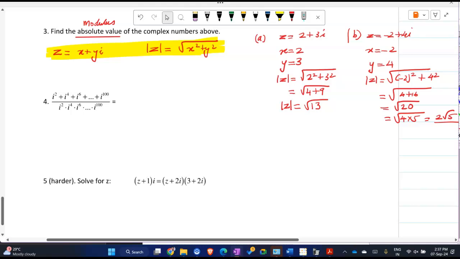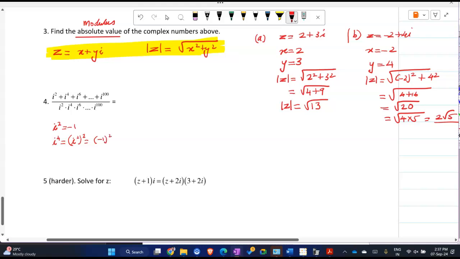How do you do this? Simplify, basically. So i squared is equal to -1. Okay, i squared is -1. What is i raised to 4? It is 1, the square of i squared.